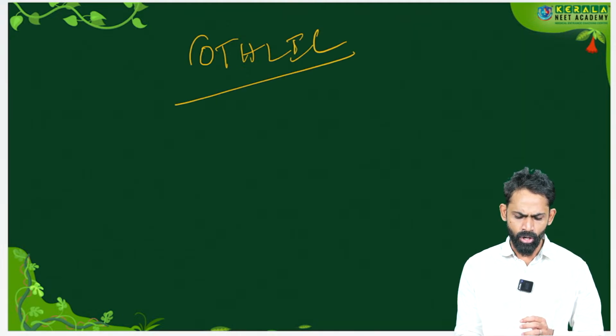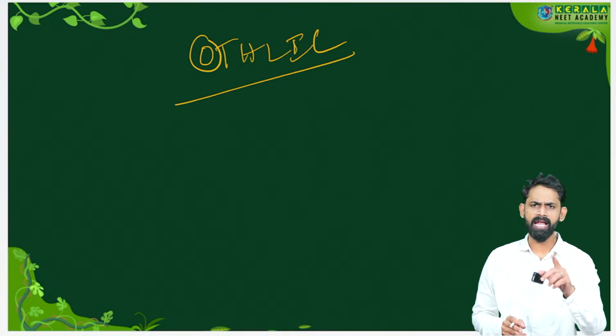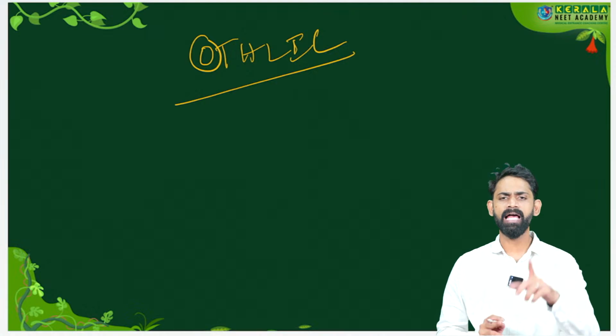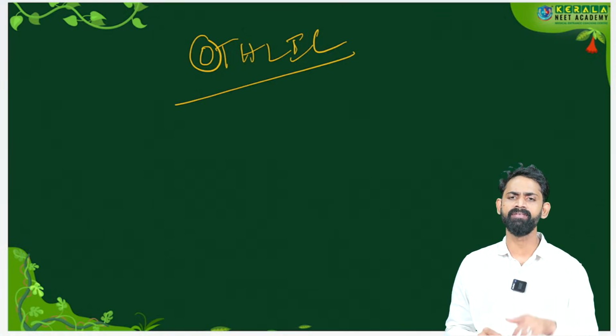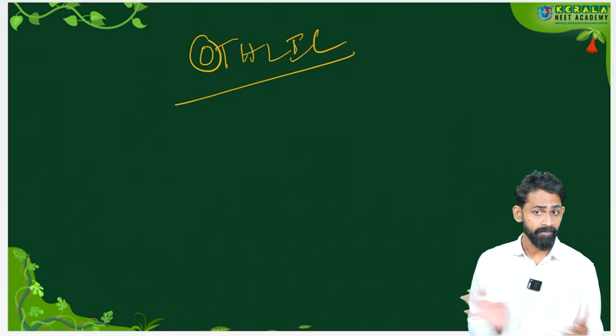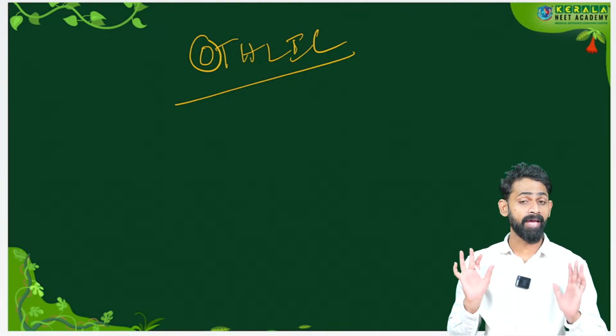OTHLIL. So O for oxidoreductases, class 1. T for transferases, class 2. H for hydrolases, class 3. L for lyases, class 4. I for isomerases, class 5. Class 6 belongs to ligases, in the same order, with just the general reaction. If you remember, that's very good.